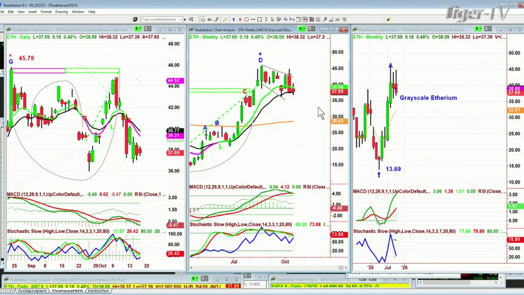What I am going to say is if Grayscale Ethereum closes on a weekly basis on this trend line, if it closes under 34.50, that's a real problem. I hope that helps you. All right? We did that.